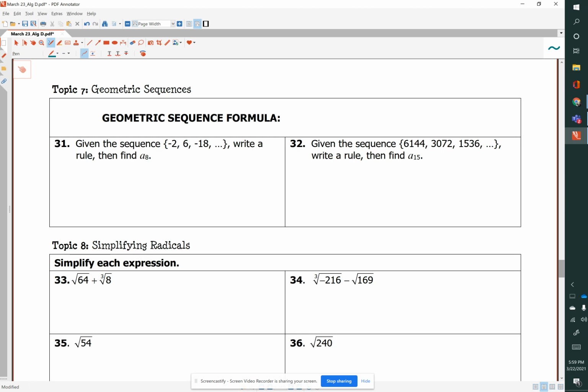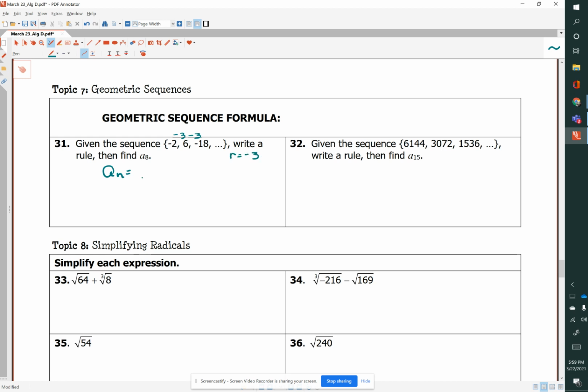On to geometric sequences. Given the sequence 2, 6, -18, write a rule, then find a sub 8, the 8th term in the sequence. So the rule, a sub n equals, so it looks like we're multiplying by -3. Okay, so our common ratio is -3.